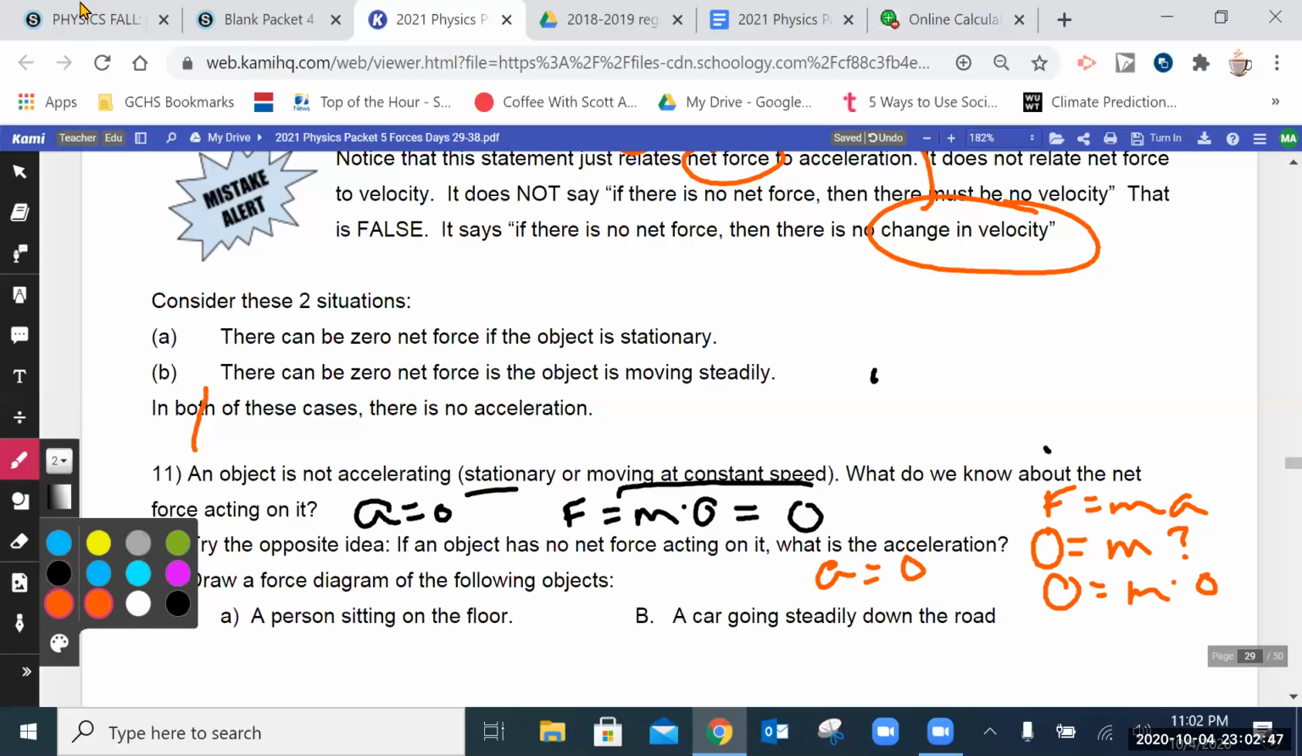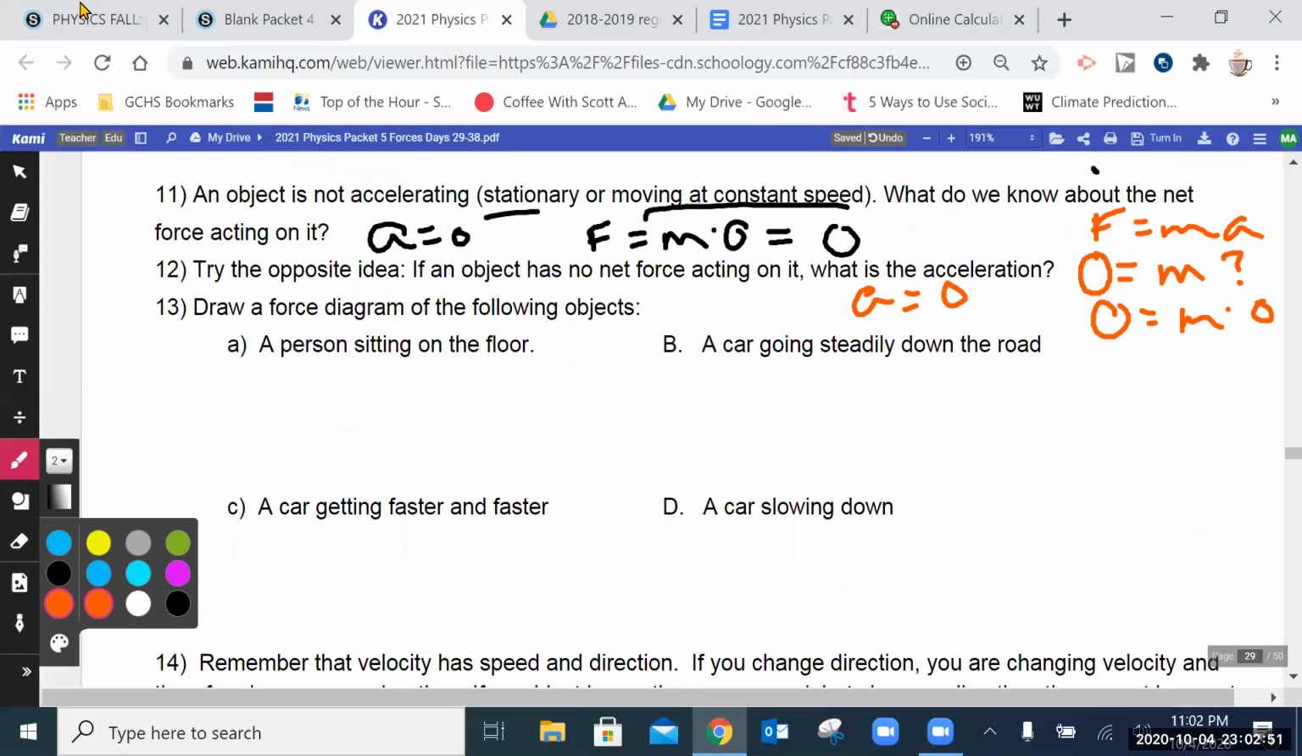Draw a force diagram for the following objects. A person sitting on the floor. Okay, we're going to draw them sitting crisscross applesauce. Well, we have the force of gravity pulling down on them. But at the very same time, we have the force of the floor pushing up.